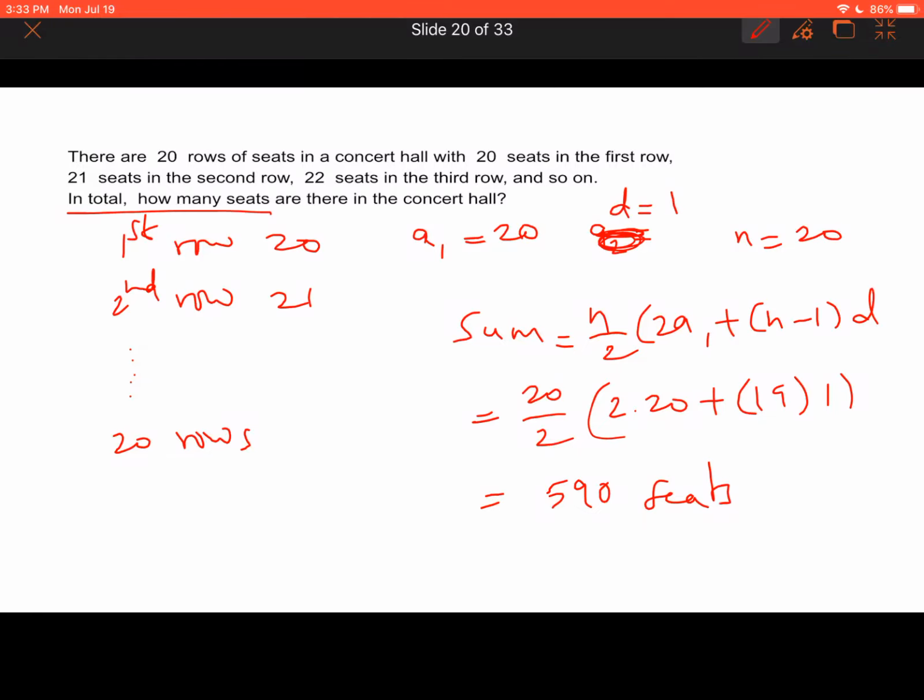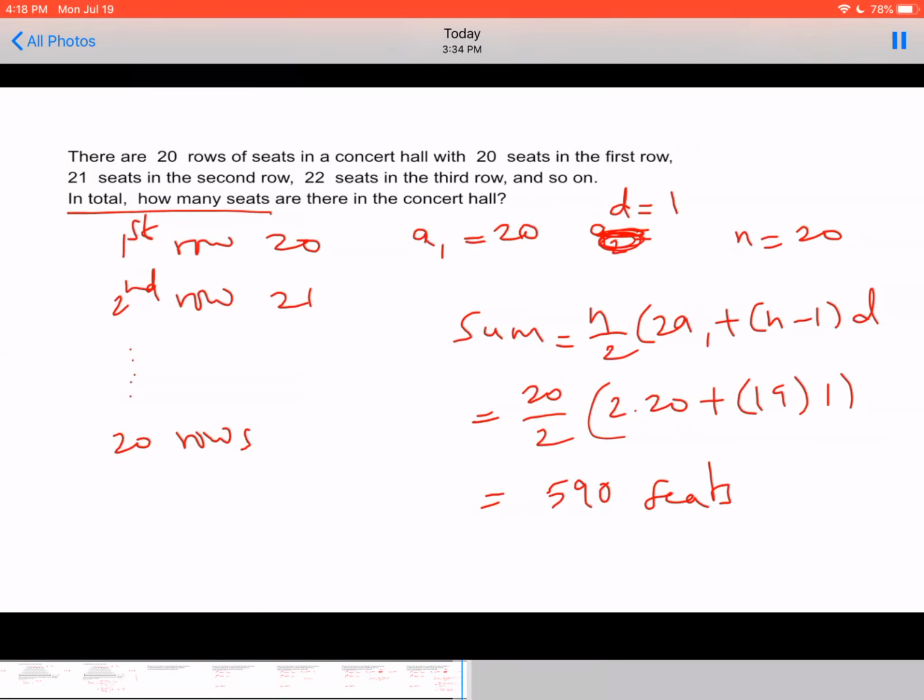Okay, so these problems can be solved in a very normal way also, but I just want to help you identify how we can apply the knowledge of arithmetic sequence in these word problems and to solve and get the answers. Okay, hope you are able to follow the instructions.